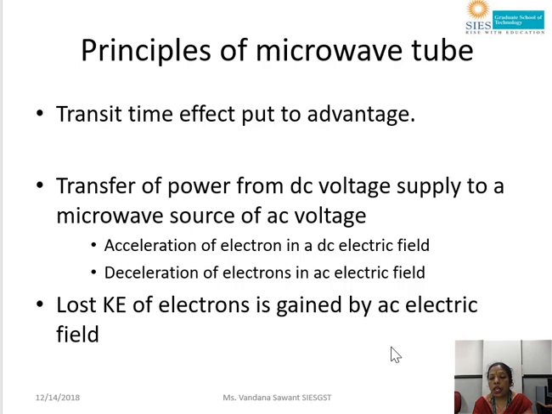How they work on these principles and generate a microwave source, we will see in this series of lectures. The second lecture will be devoted to the generation of a microwave signal by using a reflex klystron. In that, we will see in what more intelligent way these effects can be turned to advantages. Thank you.